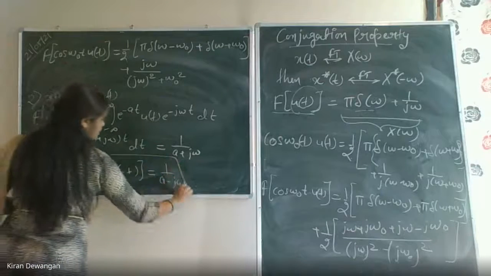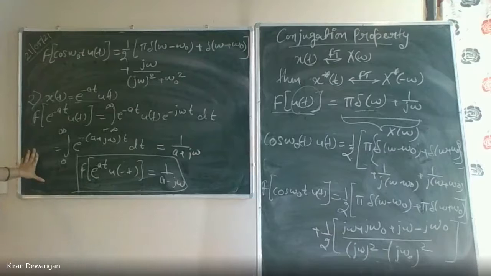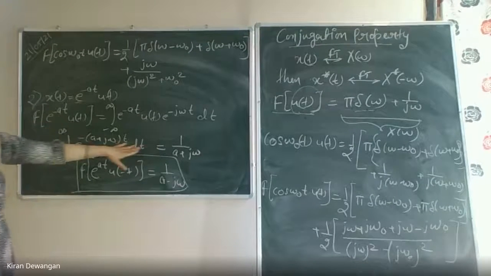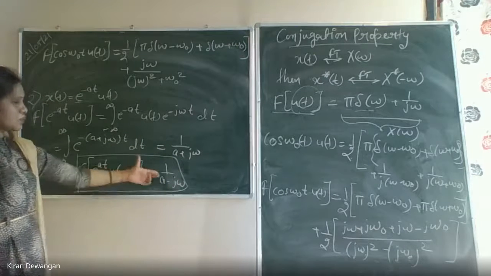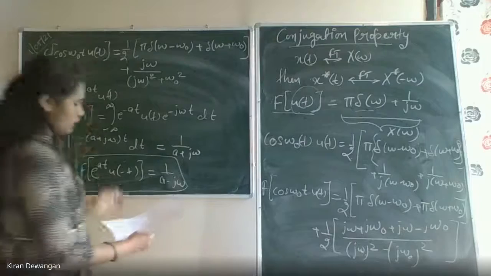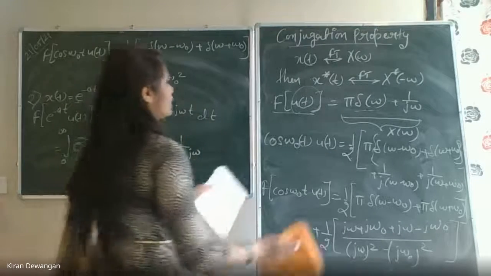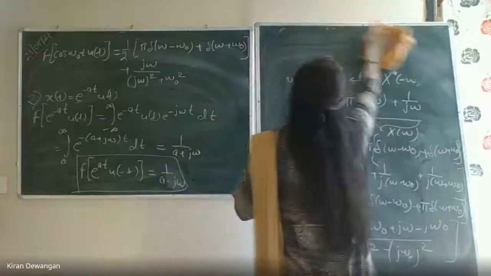So these are the results that we can even directly use. Since it is e to the power minus at into u(t), it will be 1 by a plus j omega. If I take e to the power at into u of minus t, it will be 1 by a minus j omega. Okay? So this is how we can solve. Now let's go into the next question.